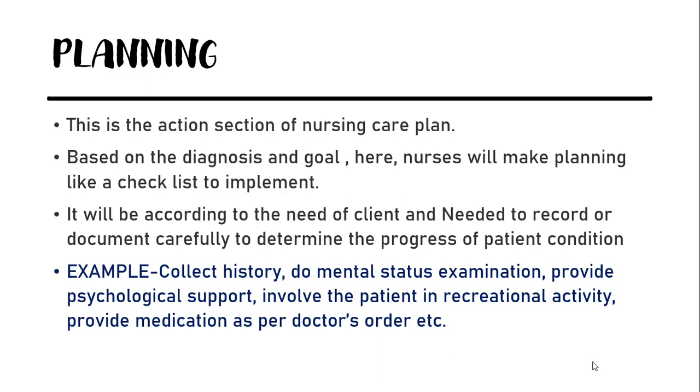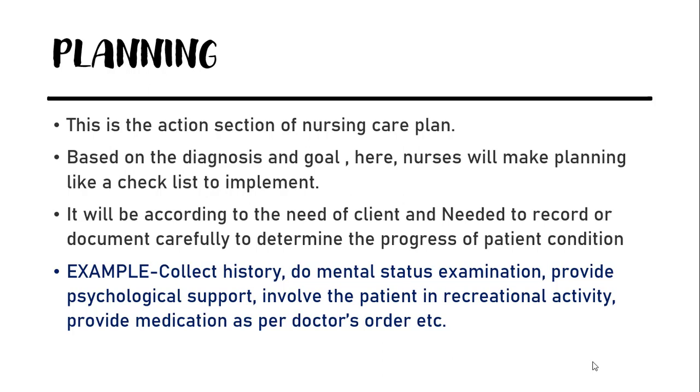So we have to do it based on the need of the patient. At the same time, we have to record or document it carefully to determine the progress of the patient's condition. So planning is the next section of your nursing care plan. I will give you an example for this particular situation, impaired social interaction. In that situation, what planning do you have to do? Collect history, do mental status examination, provide psychological support, involve the patient in recreational activity, provide medication as per the doctor's order. Like that you have to plan.